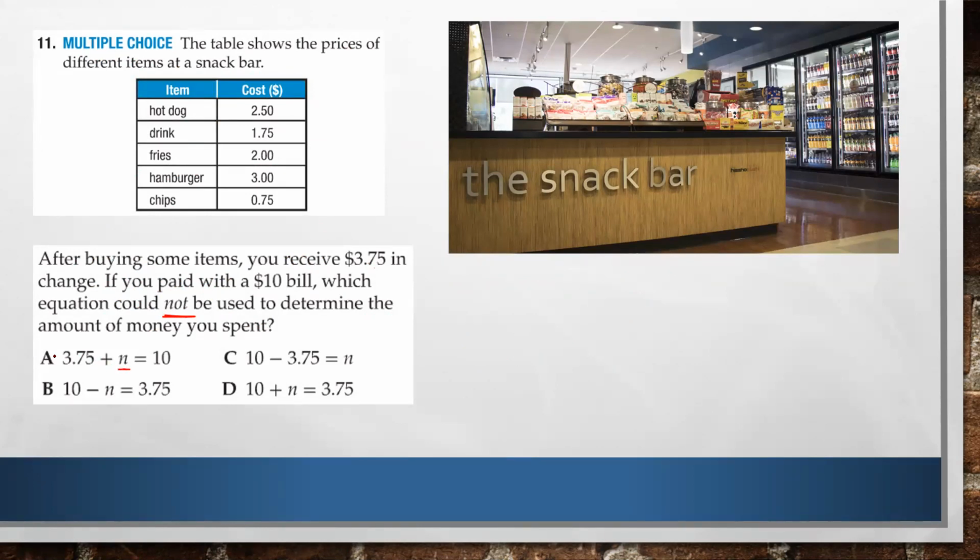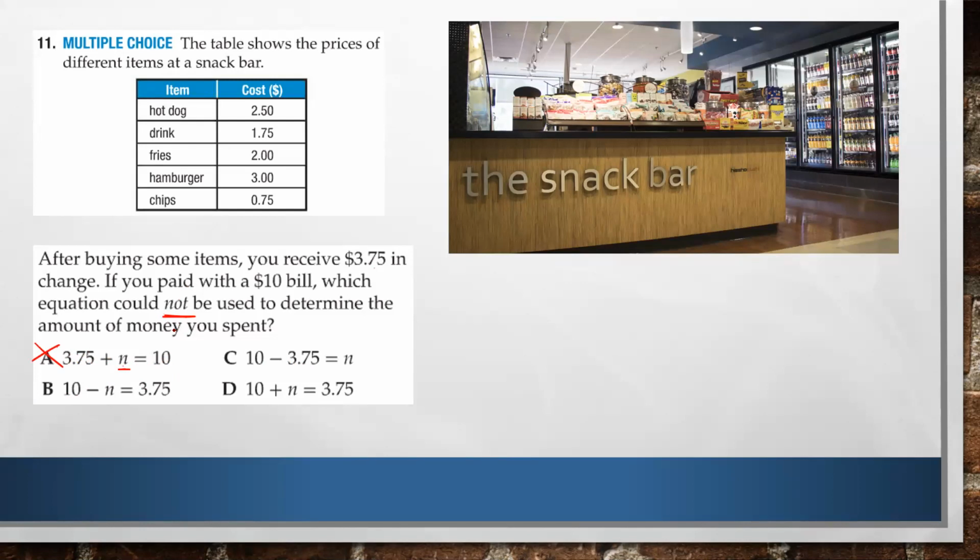So let's look at each equation. This is saying if you take the amount of your change and add the amount of money you spent, then it should equal $10. Well, that's right, because you paid with a $10 bill. If you add your change and the total you spent, you should get a $10 total. And then let's look at B. Since this can be used, this is not the answer, because the question asks which could not be used.